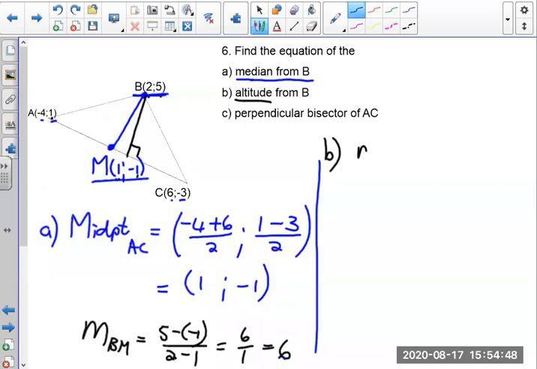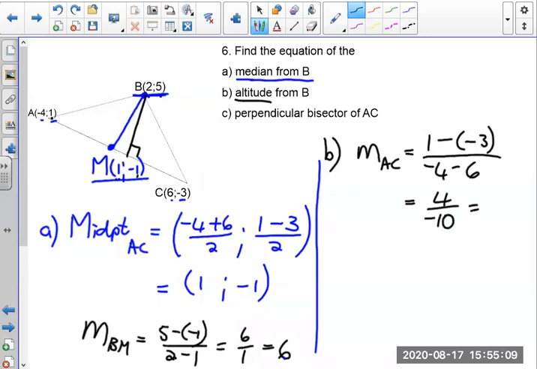So now I'm going to find the gradient of AC first, which is y minus y. So y is 1 minus y is minus 3, over x is minus 4 minus x is 6. That will give me 4 over negative 10, or negative 2 over 5. But that's the gradient of AC. So the gradient of this line is negative 2 over 5.